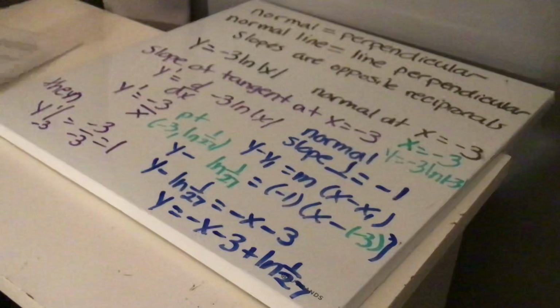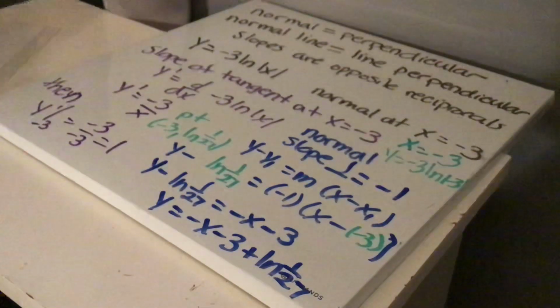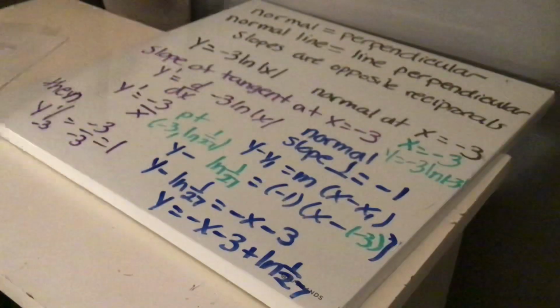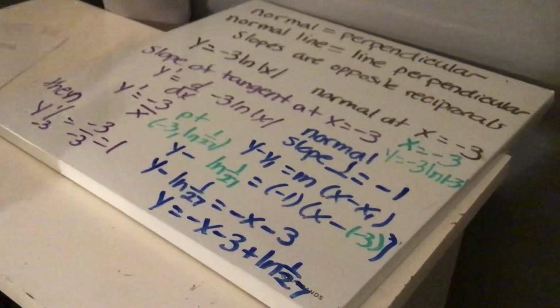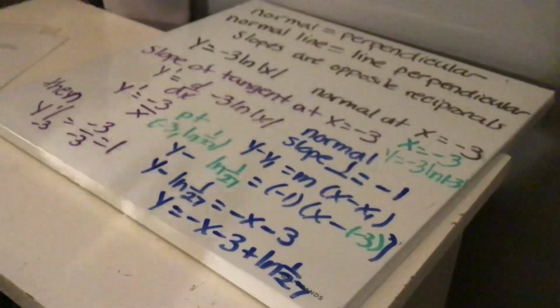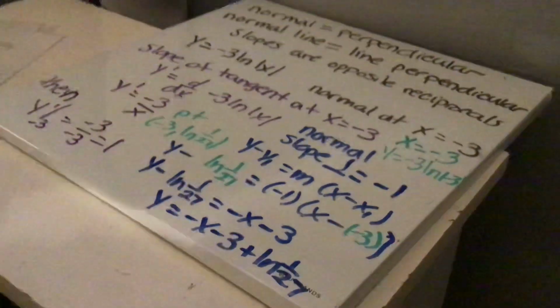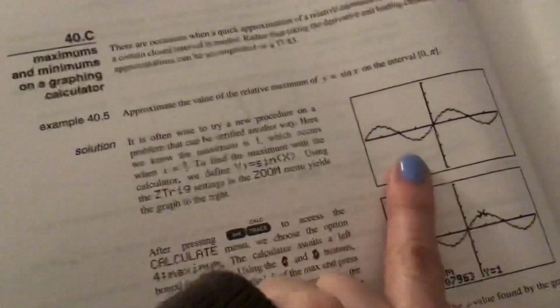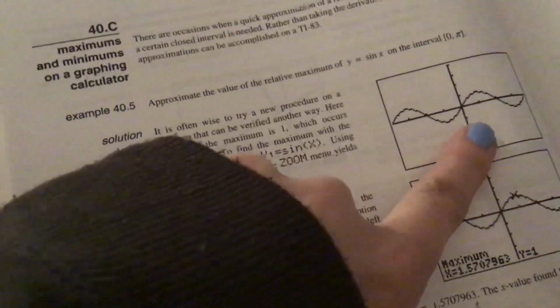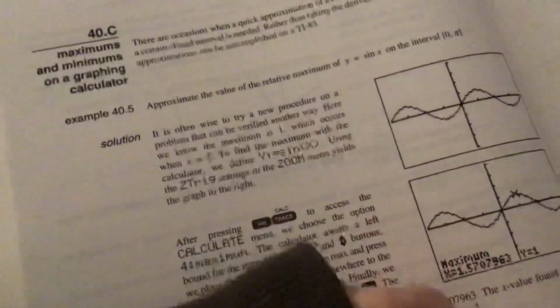The last little thing we go over in this lesson is maximums and minimums on your graphing calculator. You could do the derivative and find your critical numbers. You can also use your calculator to simply graph it, and then you can clearly see. If we look at our book, lesson 40 here, I graphed a function. This is sine x. That's what it looks like. You can see maximums and minimums on there.